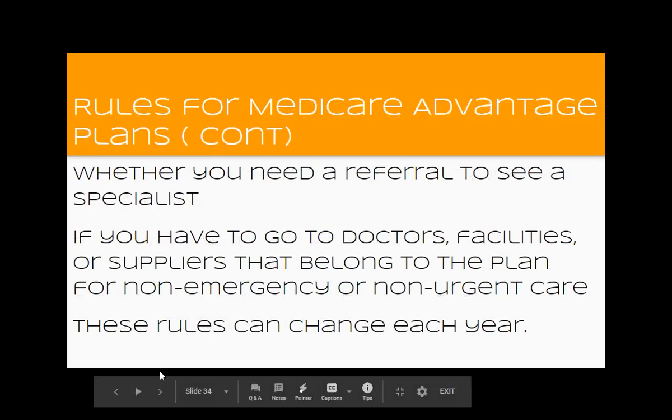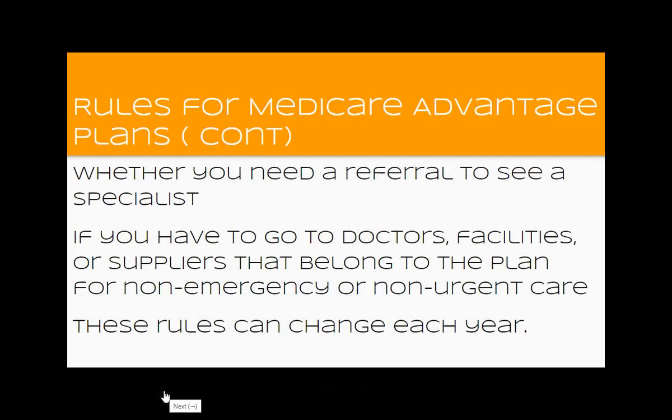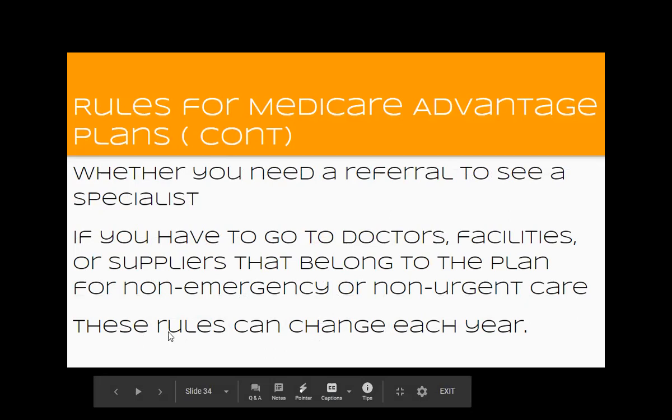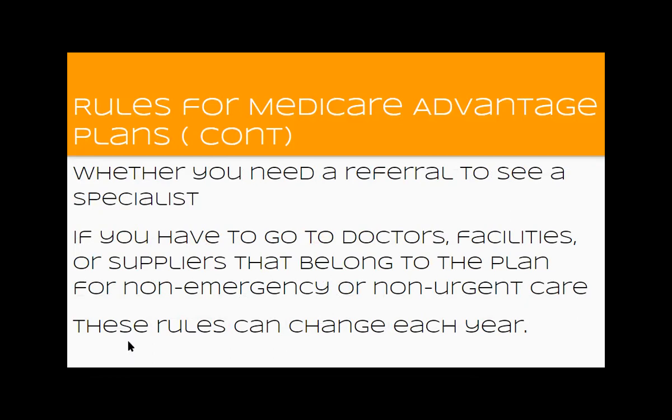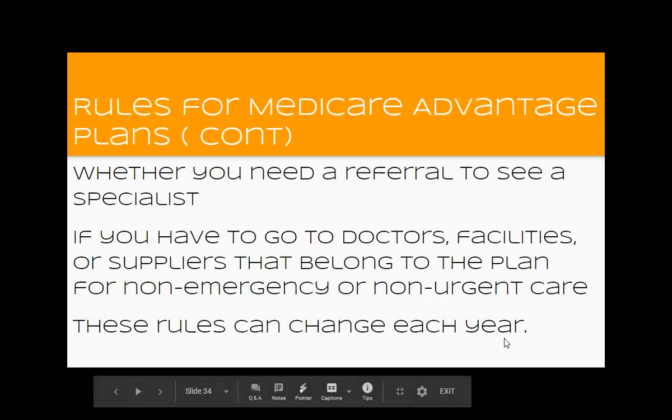So it's very important, like I was telling you earlier, to look at your SOB, summary of benefits, which tells you what you currently get, and your ANOC, annual notice of change, which tells you what is going to change in your plan. It's very important to compare those, to see what you're losing and what you're gaining.